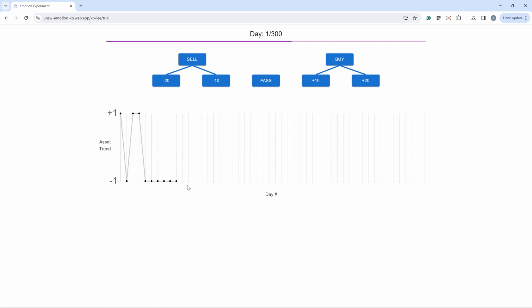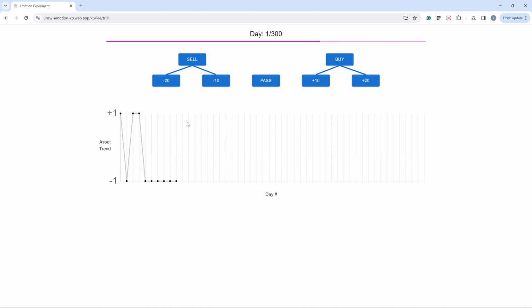On the contrary, if I choose to buy the asset, but the asset trend becomes -1 in the next day, I will lose money. I will also lose money if I choose to sell the asset, but the asset trend becomes positive in the next day.